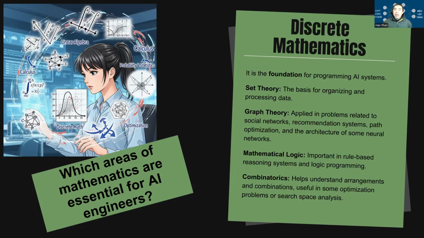Last but not least, discrete mathematics is the foundation of programming the AI system in real-world applications. Things like set theory set up the basis for organizing and processing data, which is the essential core engine of the AI system. Graph theory can be used in problems related to social networks, recommendation systems, and path optimization, and it can also be used as the architecture of some neural networks.